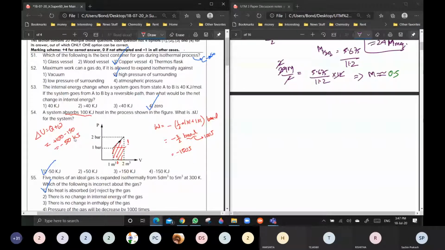But are we committing any mistake? Okay, it is bar meter cube, not bar liter. So this will be in kilojoule. See, 1 bar meter cube will be 1 bar into 1000 liters, that is 1000 bar liters, into 100 joules, that is 100 kilojoule.